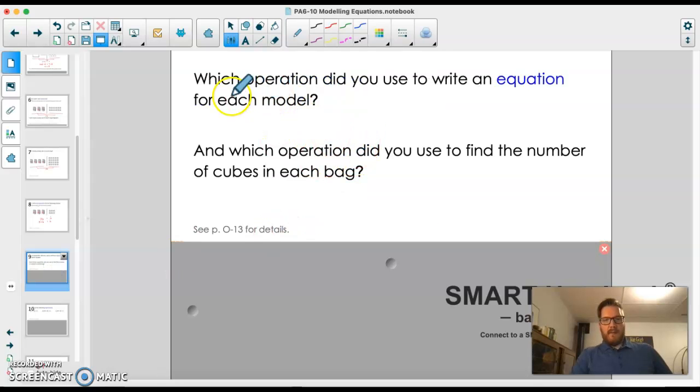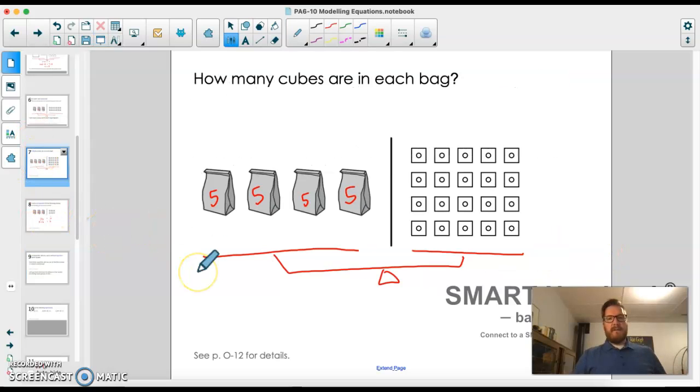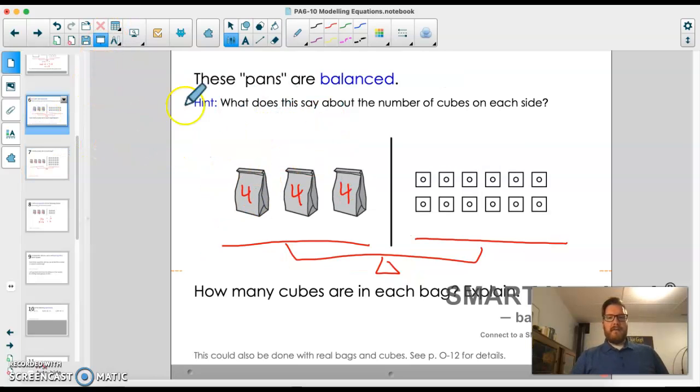But the question here says which operation. Now, when we talk about operations, adding, subtracting, multiplying, dividing, which operation did I use to write an equation for these models? These are multiplication equations. And then the operation that I actually used to find the number, I'm technically using division. So if I go back to these equations, I'm even back up to the other one. I'm going to say over here, so I have 3B equals 12. What I've actually done is I've divided both sides by 3.